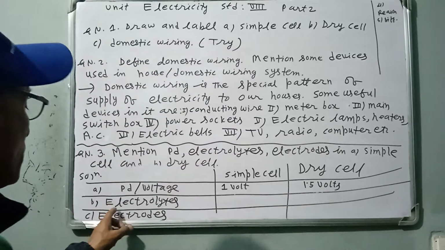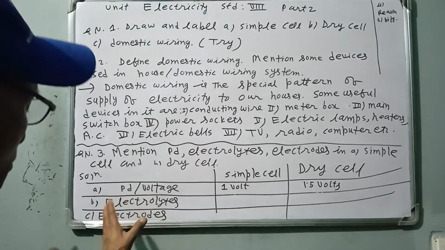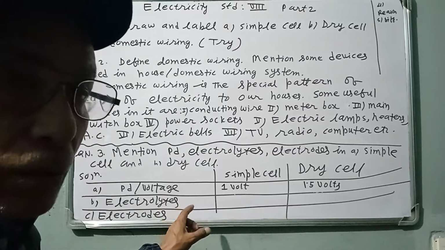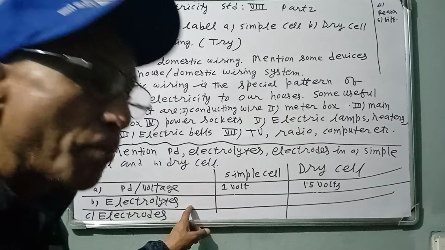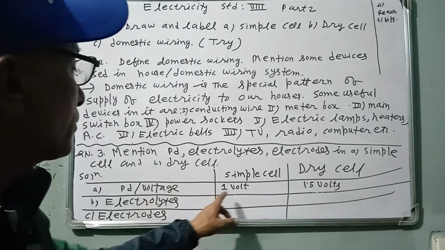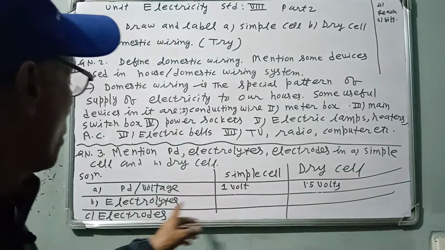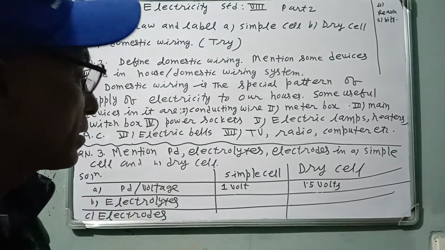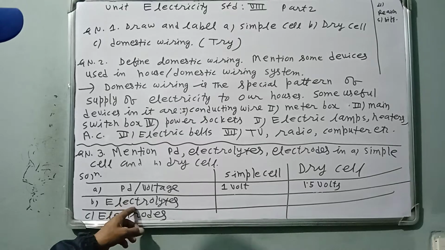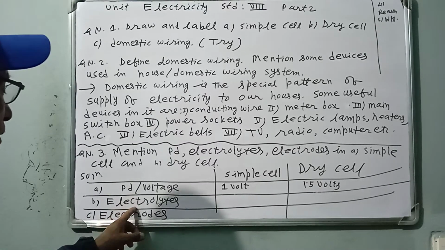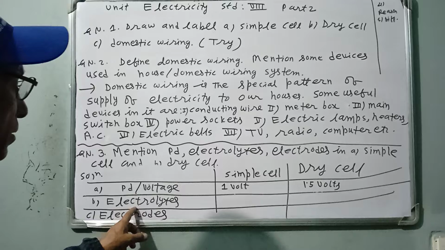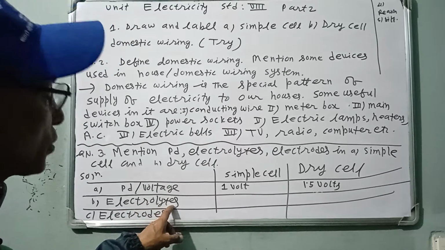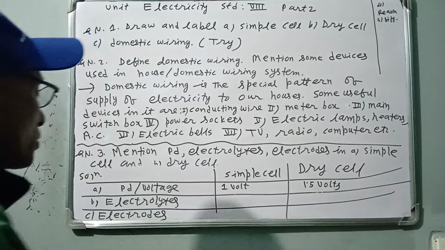Electrolytes. Just by the word electro, electrolytes are generally liquids or paste which are used in a cell or battery to produce electricity. And an electrolyte is a chemical substance which is used in cells to produce electricity.